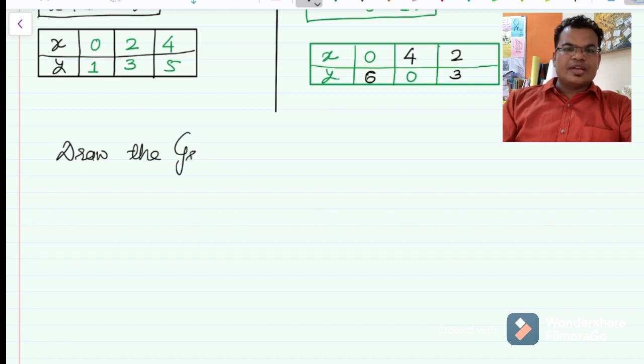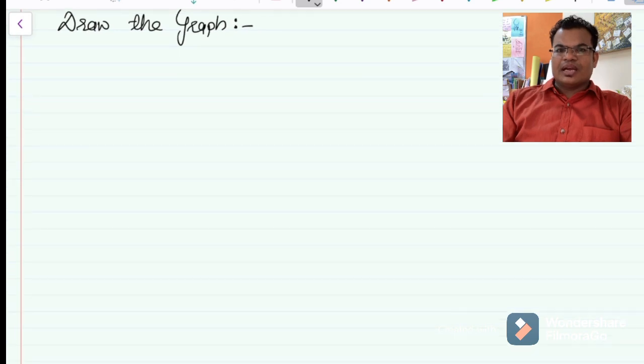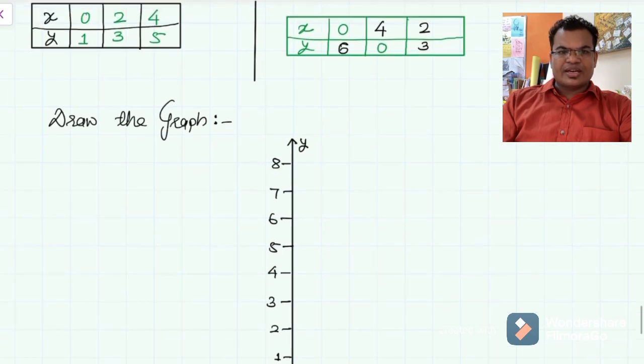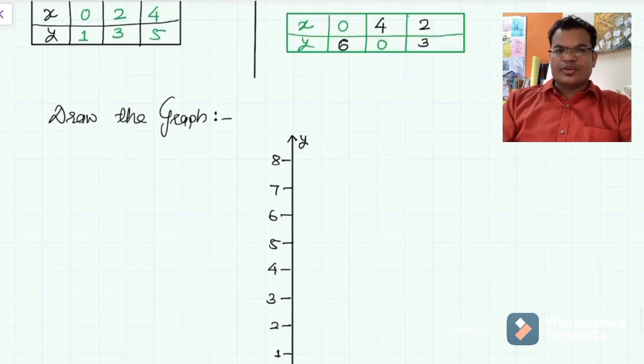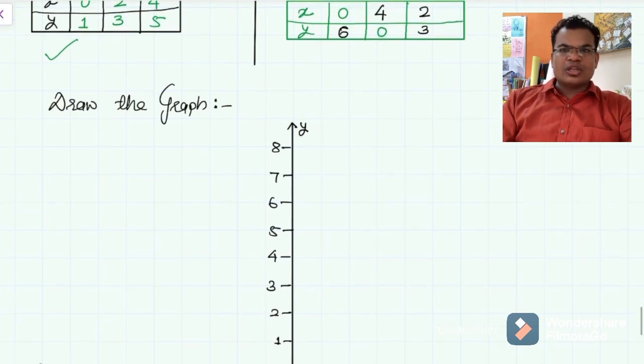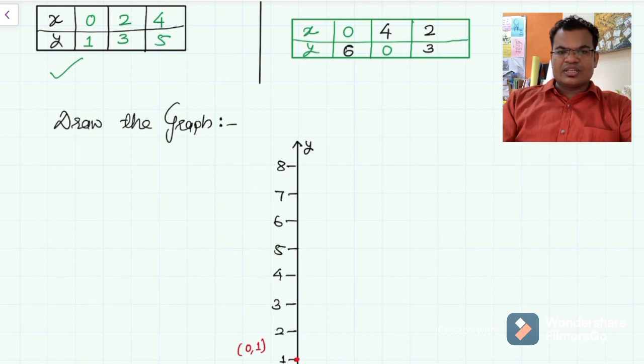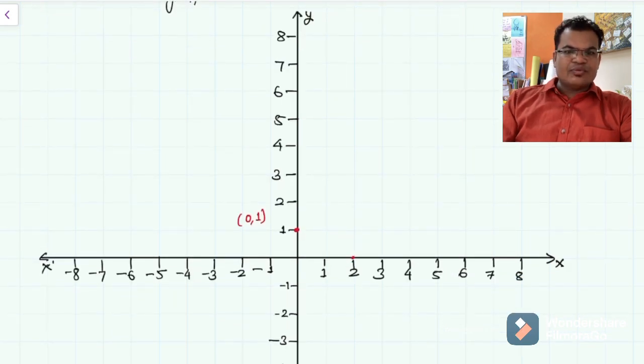Now my next job is to draw these solutions on the graph paper, and I'll draw the graph as you can see on the screen. X dash, Y dash. The first value is 0 comma 1, then 2 comma 3, and 4 comma 5. All three values I will put on the graph one by one and make one straight line, right? So 0 comma 1 is the first value I'm keeping here. The second value will be 2 comma 3: 2 on the x-axis and y is 3.